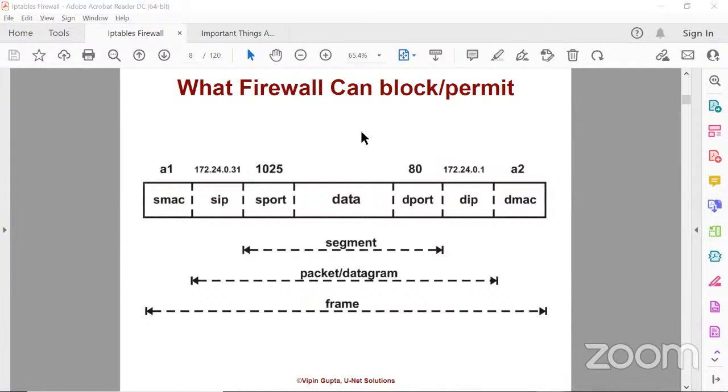Now, please remember, the firewall is never going to check the data. That is why the firewall is very fast. So when we are talking about the virus, where is the virus going to be? It is going to be in the data.